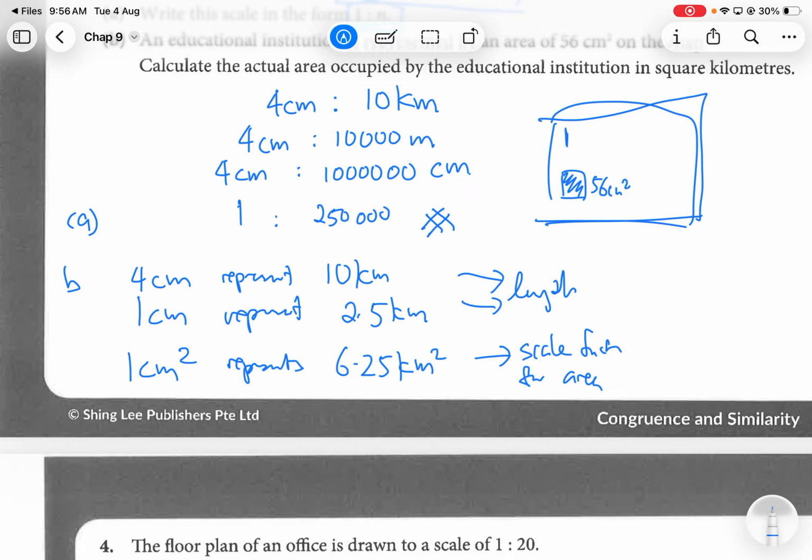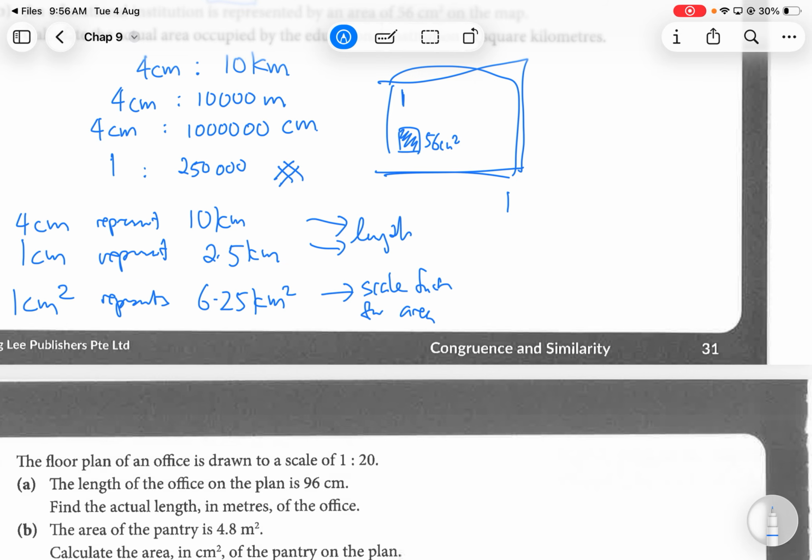Okay? Okay, can you all try question 4? The idea is the same. There is a map. The floor plan is the map.